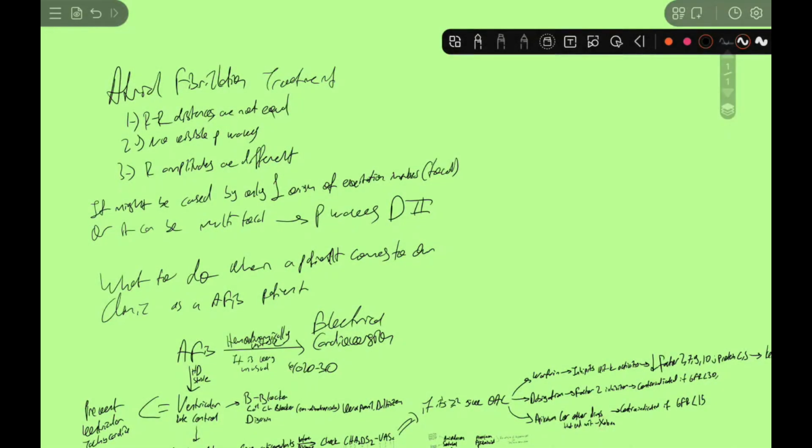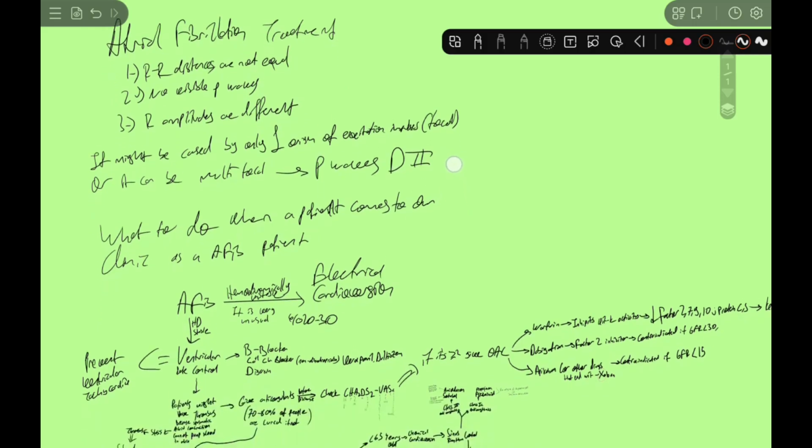Today I want to talk about atrial fibrillation treatment. Before doing it, I want to briefly talk about atrial fibrillation. Atrial fibrillation patients usually come to emergency rooms with palpitations, and we usually do ECG, and in the ECG we should see different RR interval distances and no visible P waves and different amplitudes of R waves.